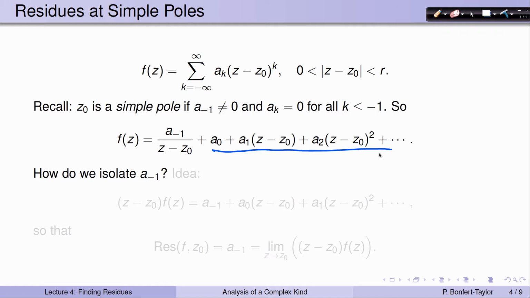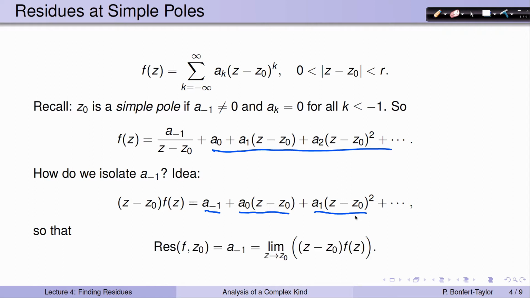Here's the idea. We multiply through by z minus z0. If we multiply both sides of the equation by z minus z0, we find that (z minus z0) times f of z is (z minus z0) times a_(-1) over (z minus z0), so that's just a_(-1). And then each term gets an additional z minus z0, so a_0 times (z minus z0), a_1 times (z minus z0) squared, and so forth. Now if I let z approach z0 and take the limit, then as z approaches z0, this term goes away, this term goes away, and all I'm left with is this term right here.